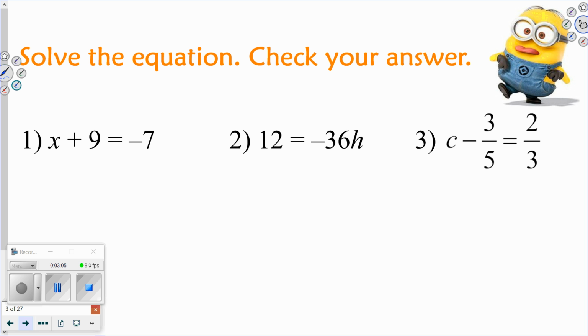All right, so we're working on just basic solving the equation. Now, the directions say to check your answer. I will show you how to check them, but I'm probably not going to check every single answer, okay, because there's a lot of them. But if you're ever like, I don't know if I did that right, you could always check it to make sure it works. So number 1, x plus 9 equals -7.